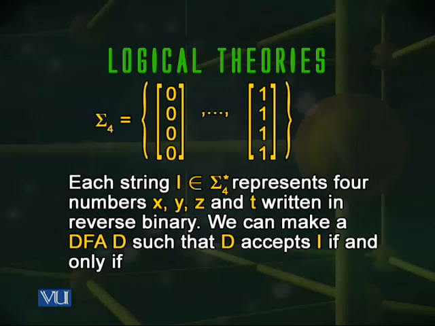In this case, we will think of these numbers as written in reverse binary. Can we make a DFA D such that D accepts I if and only if x, y, and z satisfy this equation, x plus y equals z plus t? So what we want to do is now make a new DFA which corresponds to all numbers that satisfy this formula. We can use the same trick as we did before to make this DFA.